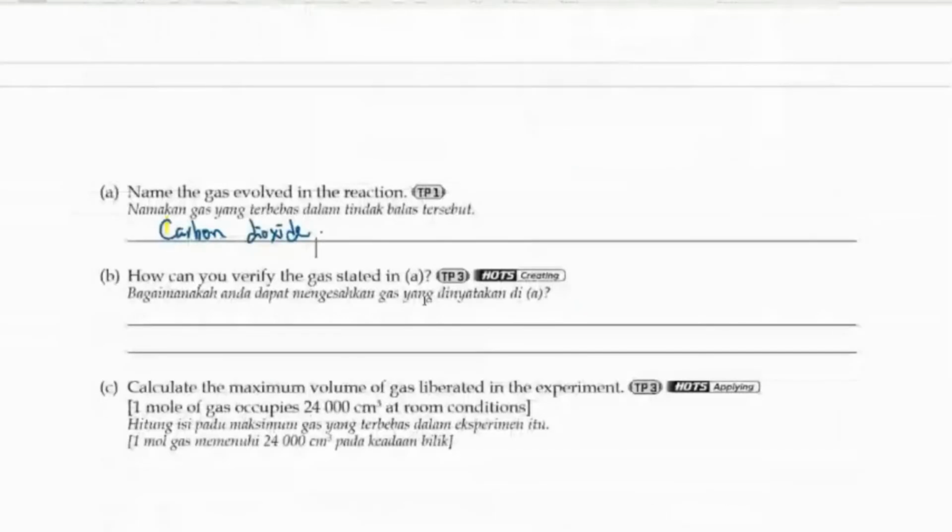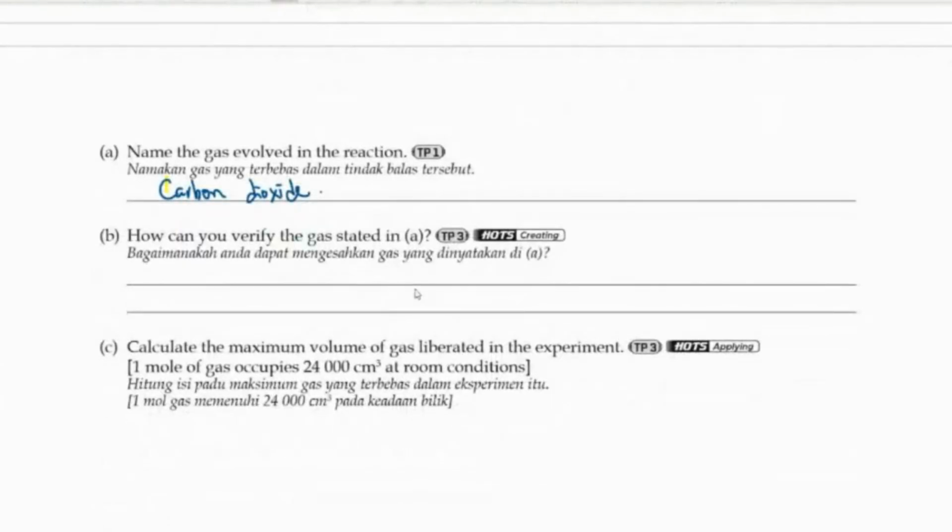Carbon dioxide. How to verify the gas? I mentioned already. So you need to mention two things. One is what? The first one? We know it is the lime water, but in your explanation you have to mention what things. What you need to mention in order to get 2 marks. For this one is 2 marks, right? Anyone still remember? What you need to include?